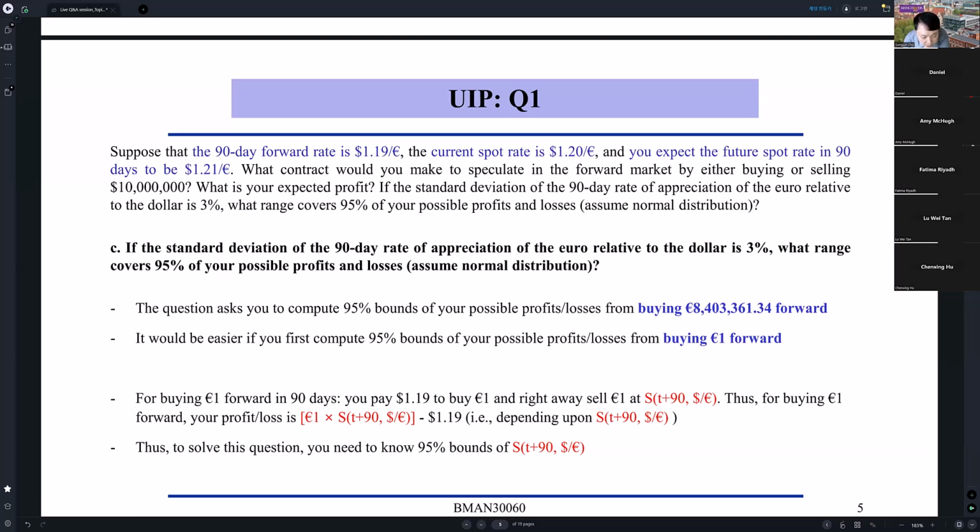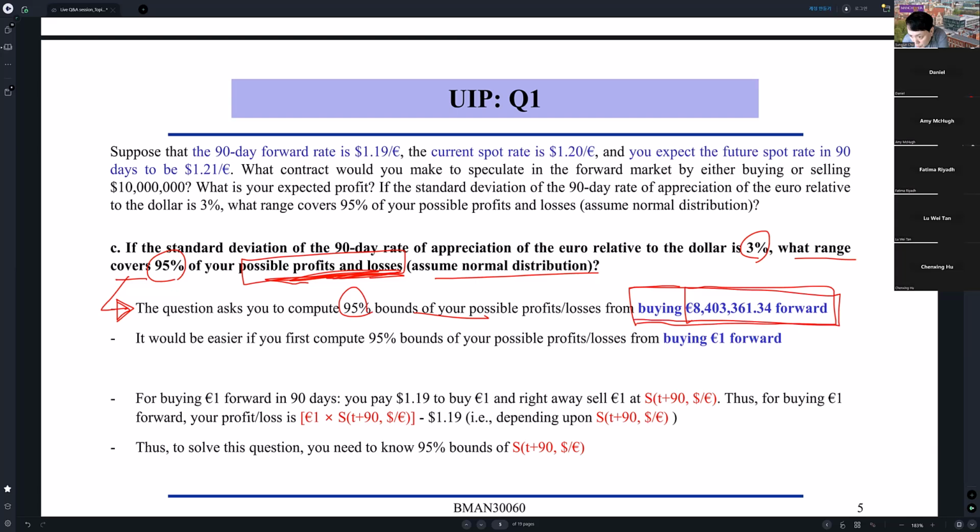Now, if the standard deviation of the 90-day rate of appreciation of the euro relative to the dollar is 3%, what range covers 95% of your possible profit and loss? Your possible profit and loss. We need to assume normal distributions. You need to understand this question asks you to compute the 95% bound of your possible profit and loss from buying this amount of euro forward. What is the 95% bound?